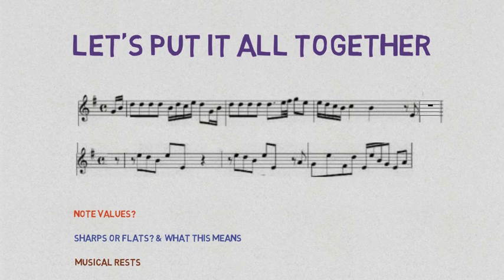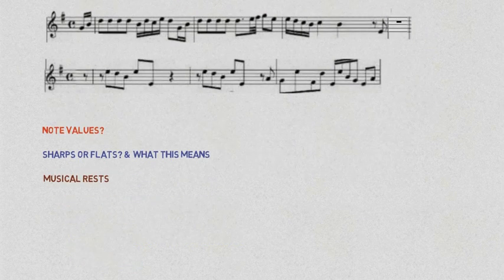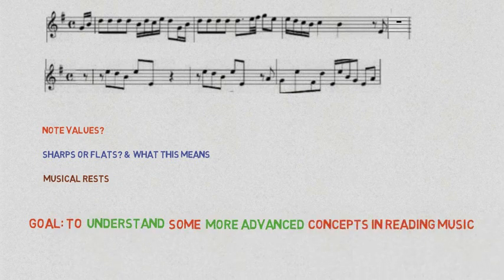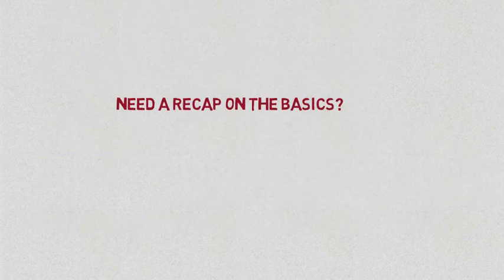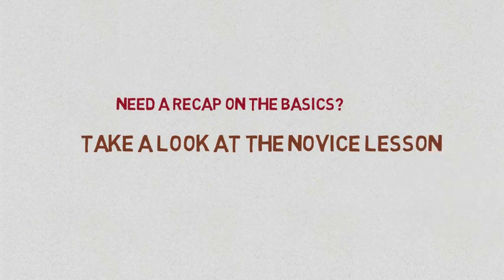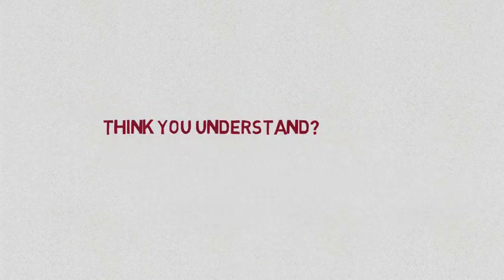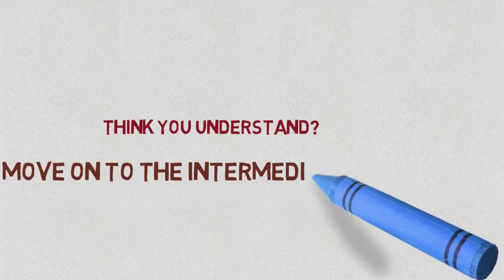If you're able to do these things, then you have met the goal of being able to understand more advanced concepts in reading music. If you feel you need a recap on the basics, take a look at the novice lesson. But if you think you understand, then move on to the intermediate lesson to further your knowledge on how to read music.